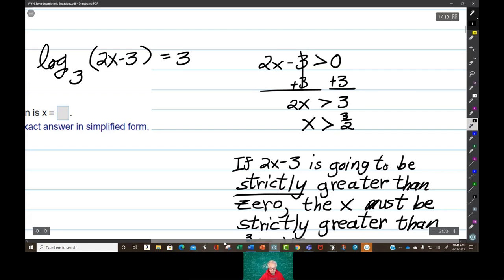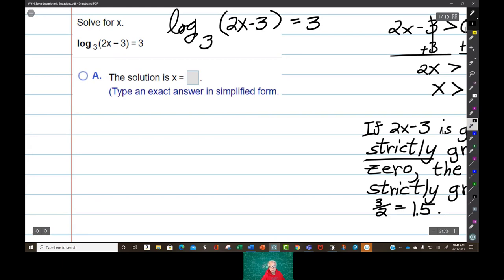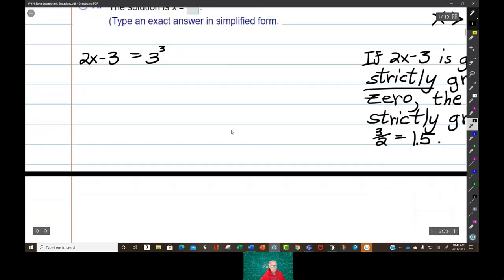Okay. So now we're gonna solve this. Now I know what answers I cannot have. So if log base 3 of 2x minus 3 equals 3, then the argument 2x minus 3 will equal this 3 raised to that 3 power. Okay, so 2x minus 3 will equal 27. 3 times 3 times 3 is 27.